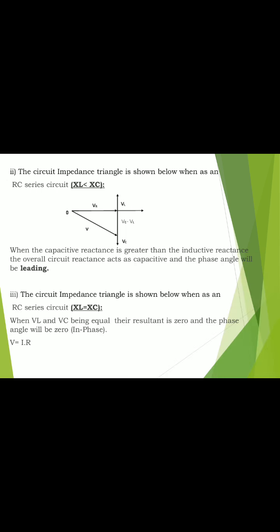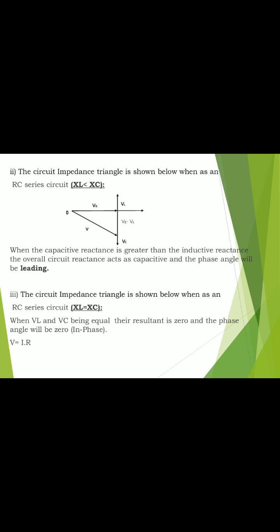Now the second case is XL less than XC. The circuit's impedance triangle is as shown below, where XC is greater than XL. So we have this type of impedance triangle. When the capacitive reactance is greater than inductive reactance, the overall circuit reactance acts as capacitive and the phase angle will be leading.